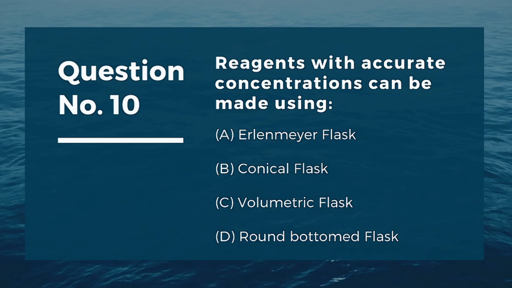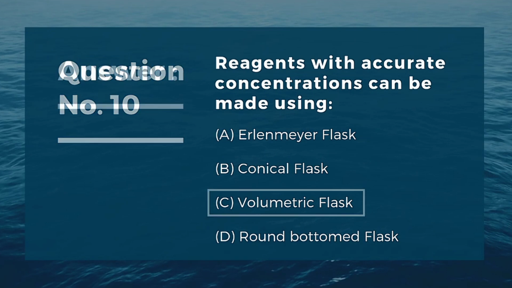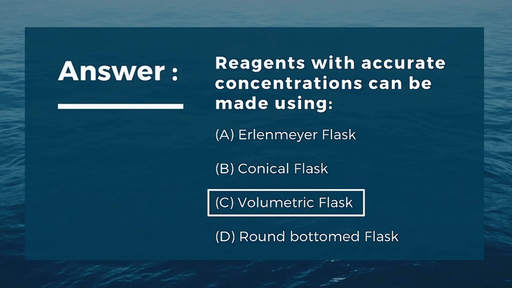Question number 10. Reagents with accurate concentrations can be made using. Option A, Erlenmeyer flask. Option B, conical flask. Option C, volumetric flask. Option D, round bottomed flask. And the answer is option C, volumetric flask.